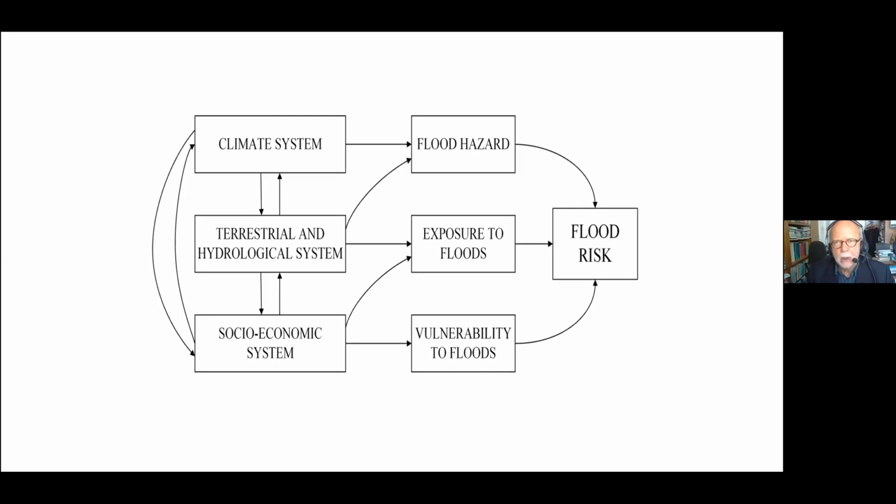So it is clear that in a warmer climate, where more water vapor can be held in the warmer atmosphere, there could be a potential of higher precipitation intensity and floods. But it is not the only mechanism driving flood hazard. Terrestrial and hydrological system also plays an important role, and especially land use and land cover changes, primarily urbanization. So sealing of surfaces, less water can infiltrate and more water runs off.